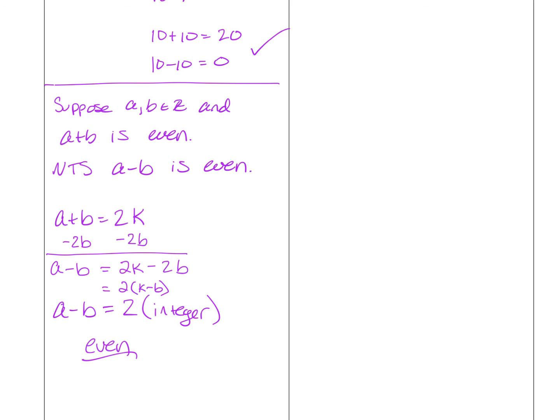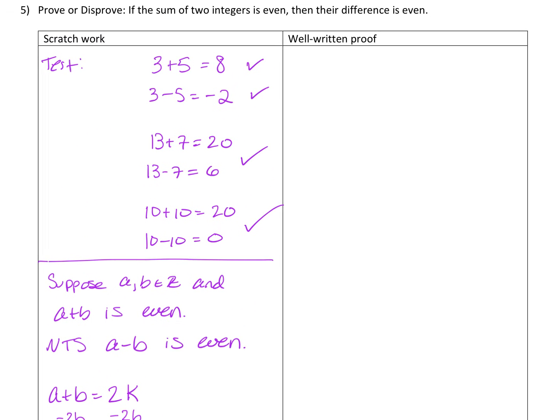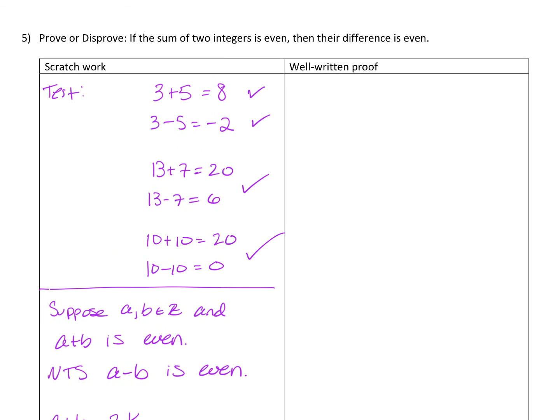I still have to write a nice proof where I explain all the details, right? I have to say k is an integer. I have to explain what I'm doing with this algebra, why I'm allowed to do that. So I have a bunch of extra things I need to write, little details that went through my brain so quickly that I didn't write them down. So now I'm going to write it all down formally in a well-written proof.